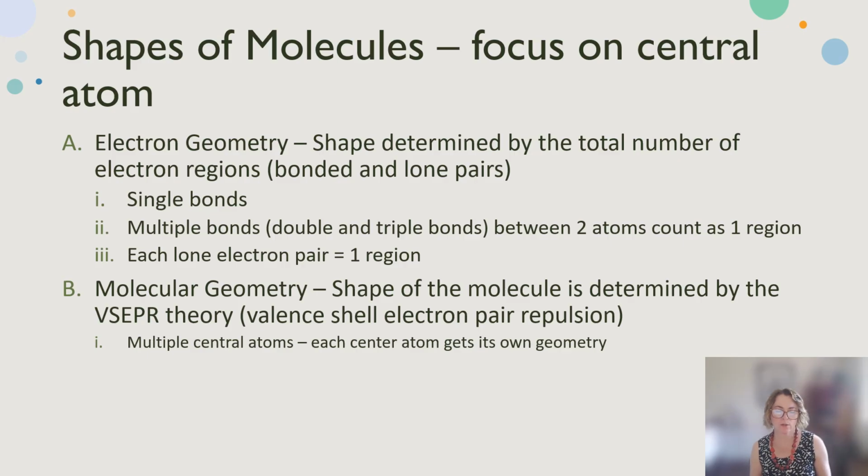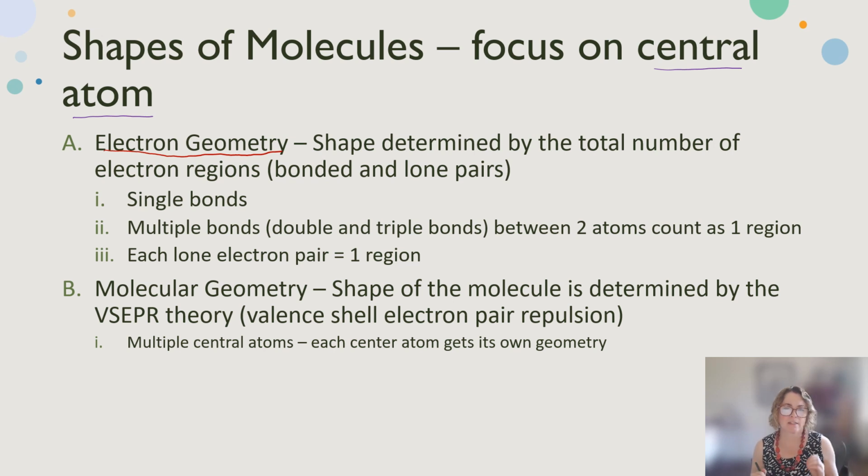When talking about the shape of the molecule or the geometry of the molecule, it's important that we focus on the central atom. That central atom is the atom that's in the middle, and it's surrounded by the other atoms that are bonded to it. We're going to be taking a look at two different types of geometries that are related to each other. The first one is the electron geometry.